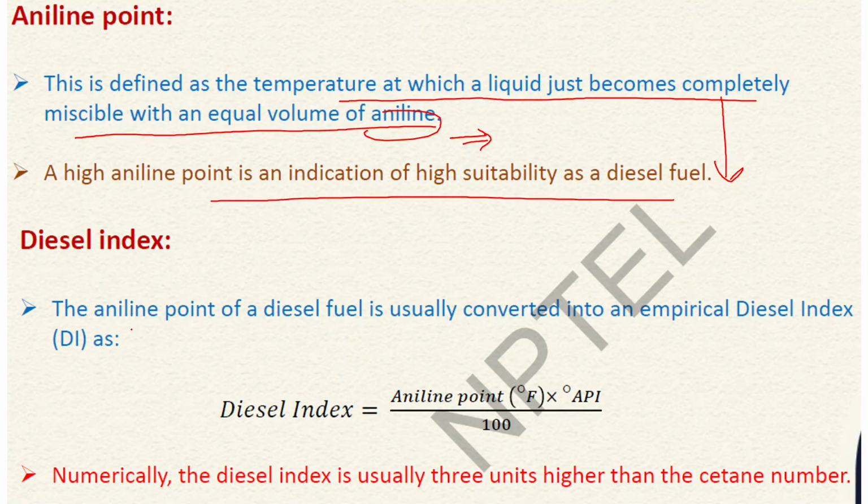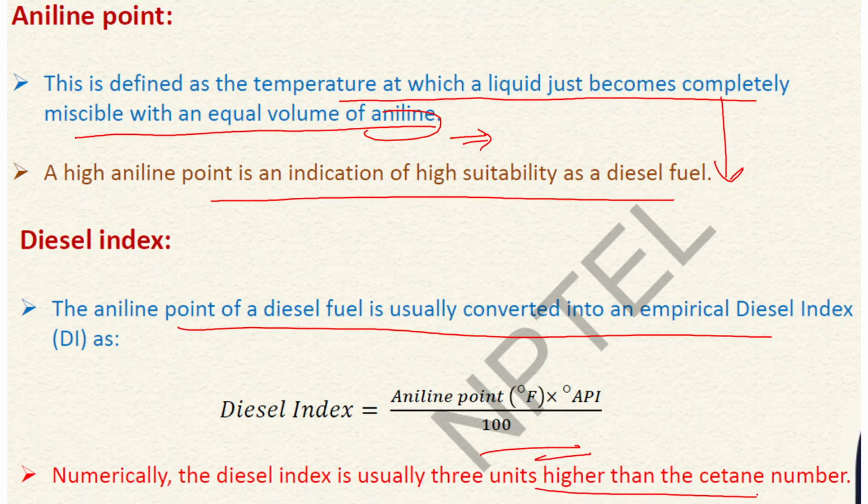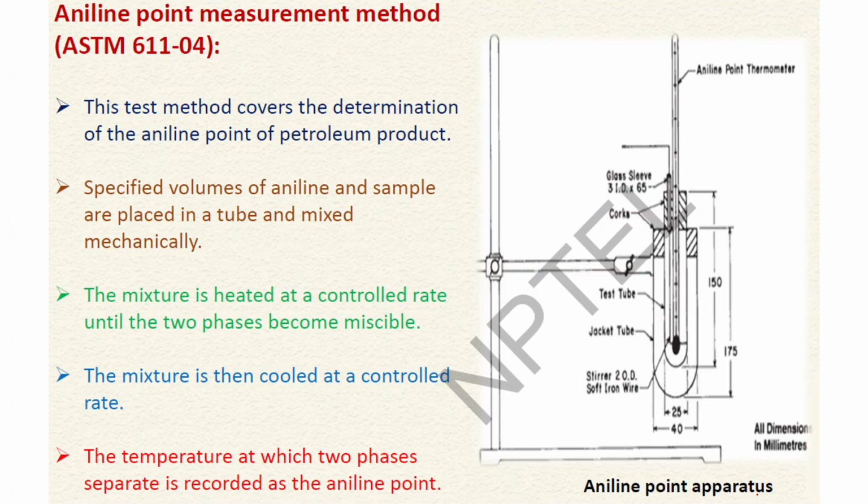Another term is the diesel index. It is basically a prediction for our cetane number. The aniline point of a diesel fuel is converted into an empirical diesel index, which is aniline point times API divided by 100. Numerically, the diesel index is usually 3 times higher than the cetane number. So the diesel index basically gives us an idea about the cetane number of our diesel fuel. How to measure the aniline point?